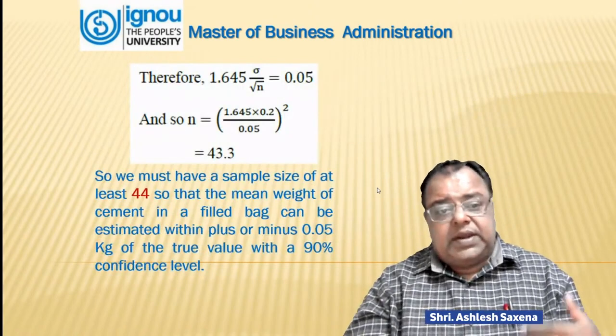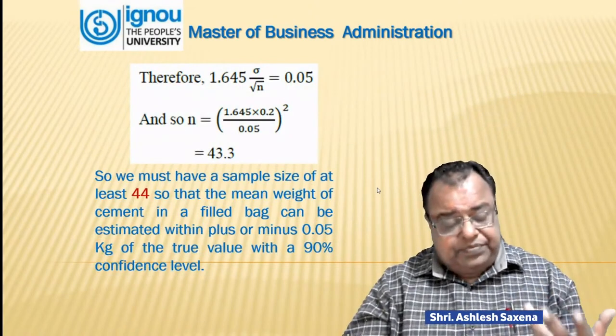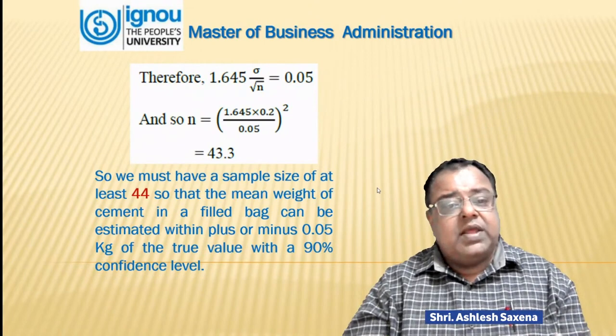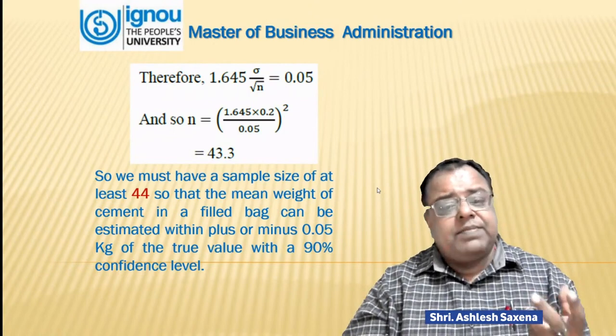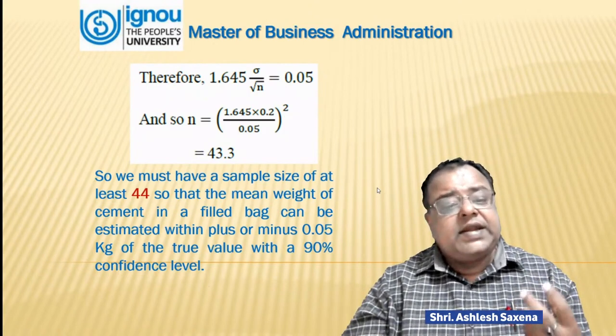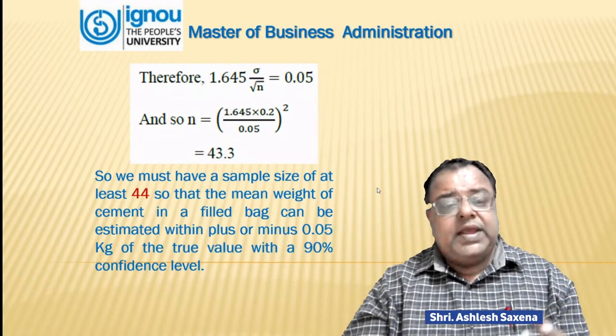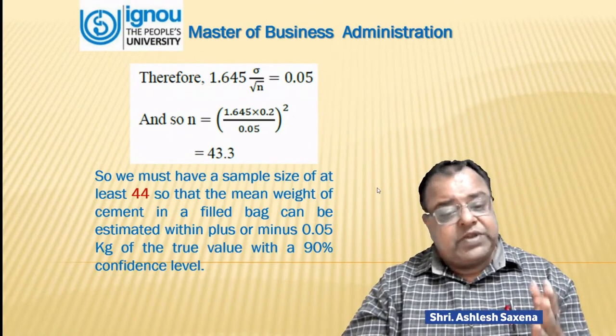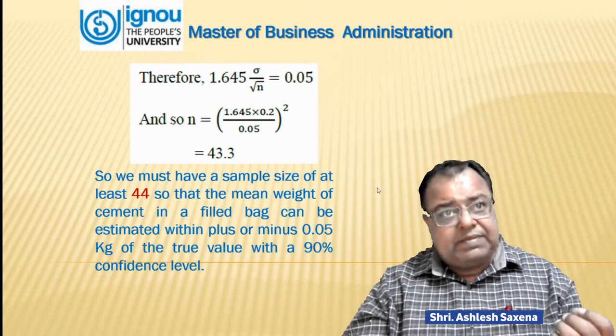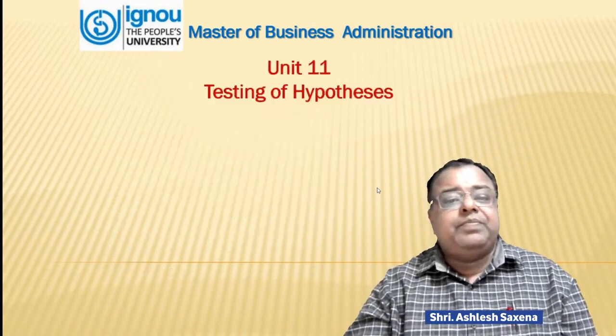Therefore, substituting the values into the formula, we get n equal to 43.3. This is obtained after calculation. So we must have a sample size of at least 44 so that the mean weight of the cement in a field bag can be estimated within plus or minus 0.05 kg of the true value with 90% confidence.